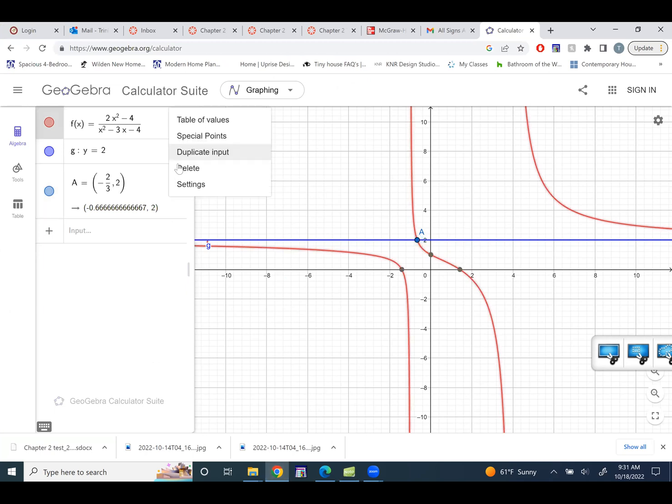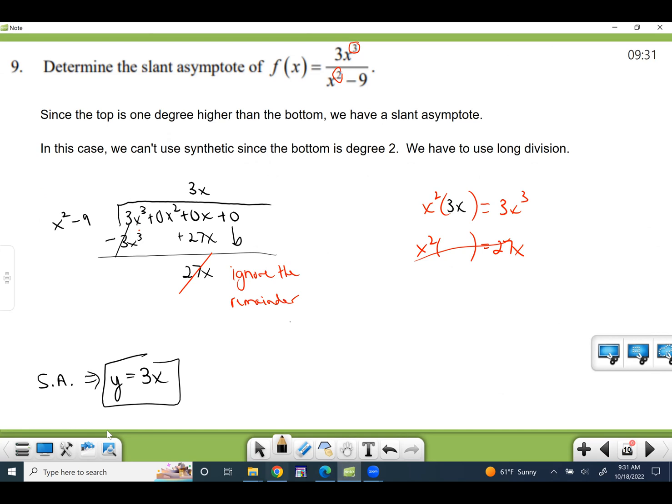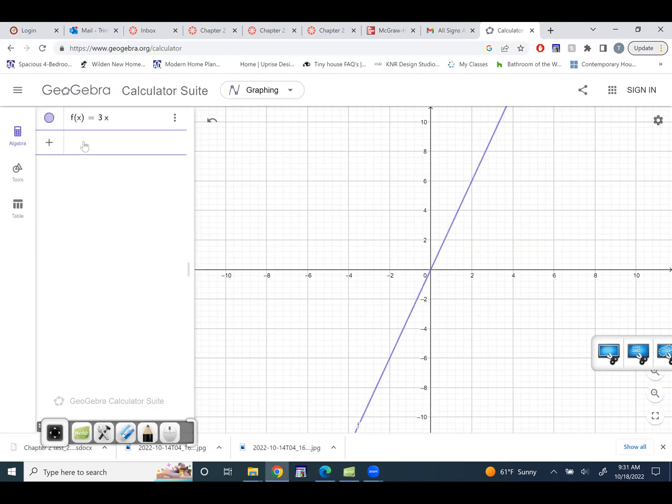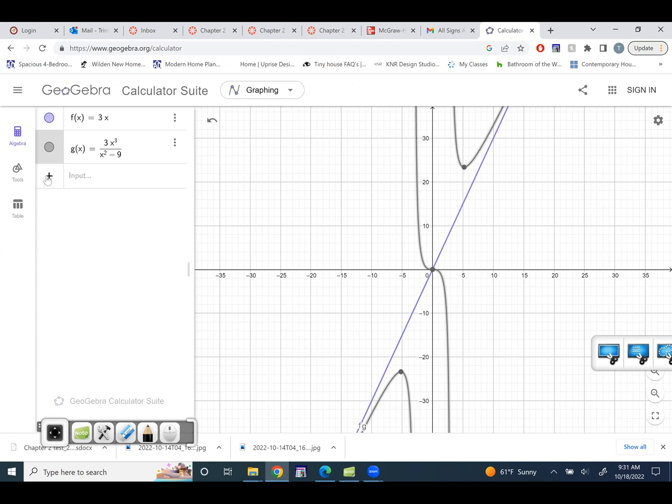All right, so let's delete. Okay, so I'm going to graph our asymptote, 3x. And then I'm going to graph the equation, 3x cubed over x squared minus 9. 3x cubed divided by, I guess I don't need parentheses, x squared minus 9. Okay, so let me go ahead and zoom out a lot so you can see what I'm talking about. Right now you're like, what are we talking about, Michael?